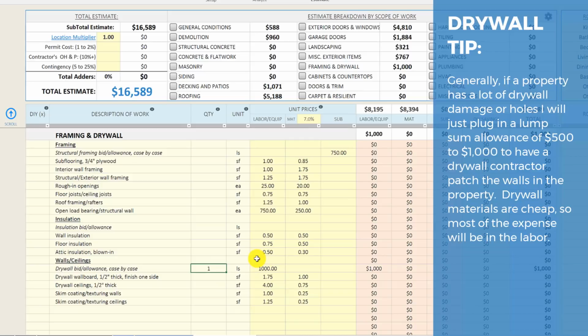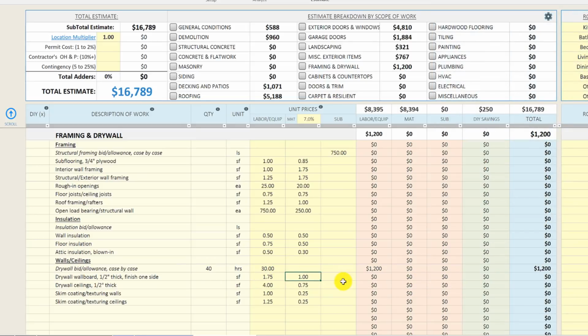Or maybe you would say, we've got a drywaller that's going to come in the house for 40 hours, and he's just going to go through and do patching. Now you can see I've got $1,000 per hour in here. Let's reduce that to, let's call it, $30 an hour. So now you've got 40 times $30 an hour for $1,200. That's how I would probably do drywall patching, either by man hour or by plugging in an allowance to account for the drywall cost to patch walls and stuff like that. So we've got $1,200 in there for drywall patching.